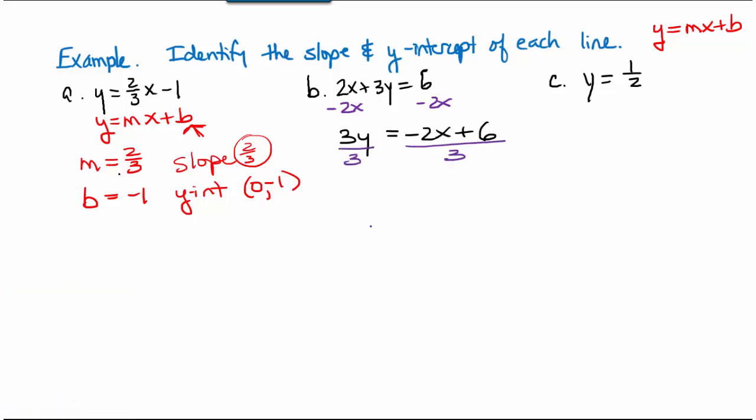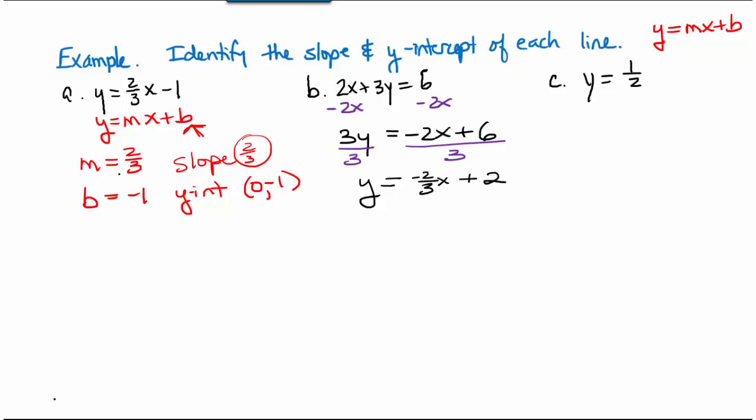Now, here's a common error to avoid. A lot of times when people divide both sides by 3, they end up dividing maybe just the 6 by 3 or just the x term by 3. We need to divide both. This is actually -2/3 x plus 6/3, and 6/3 is really 2.